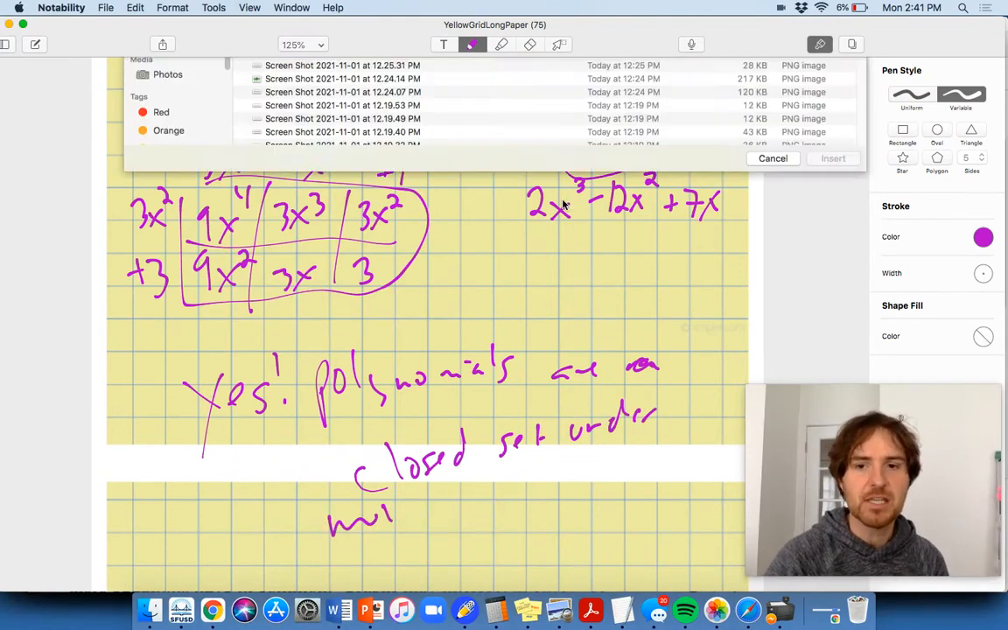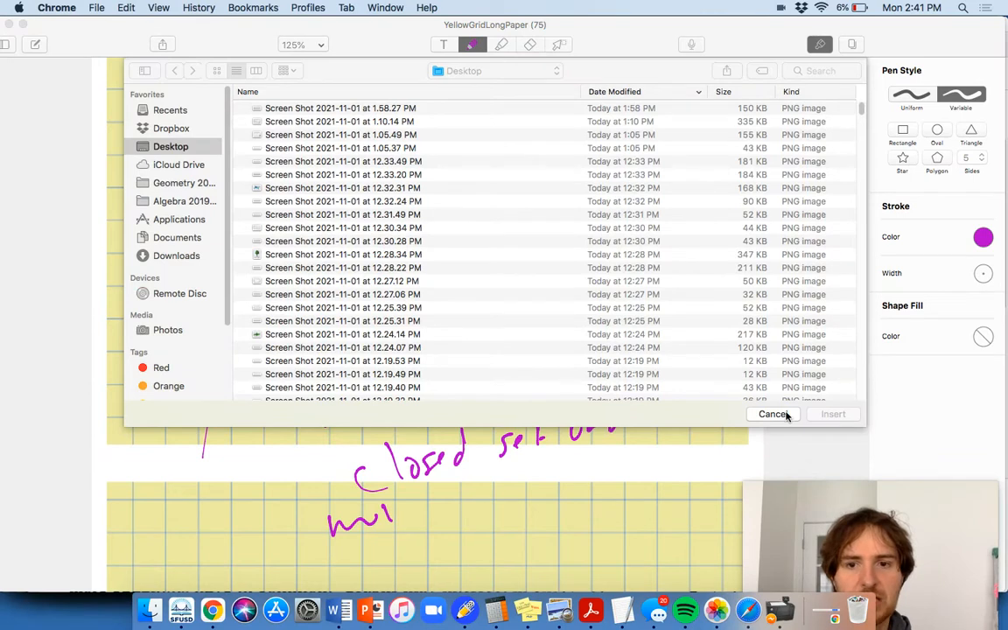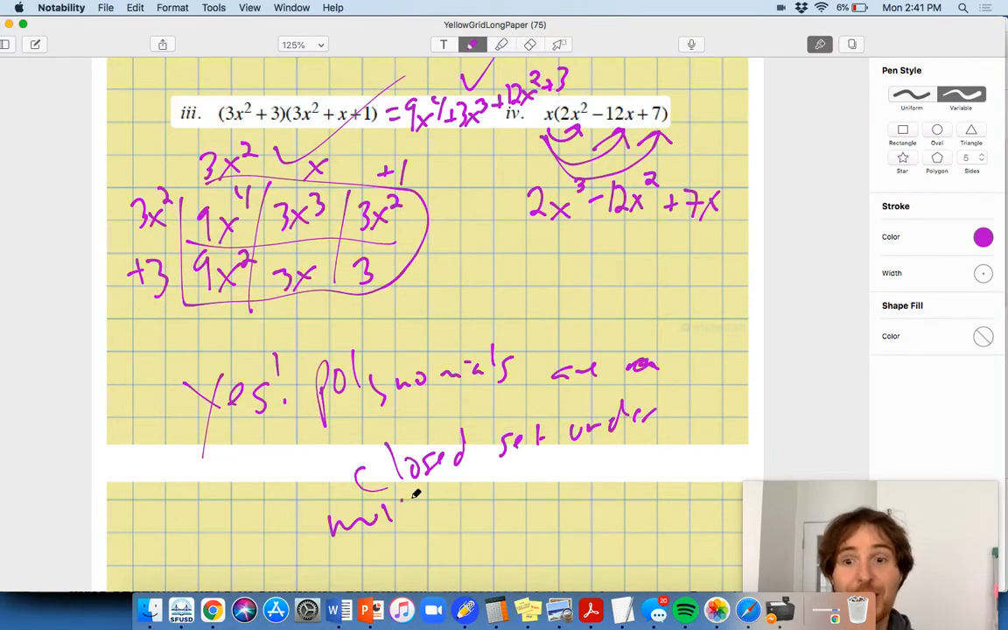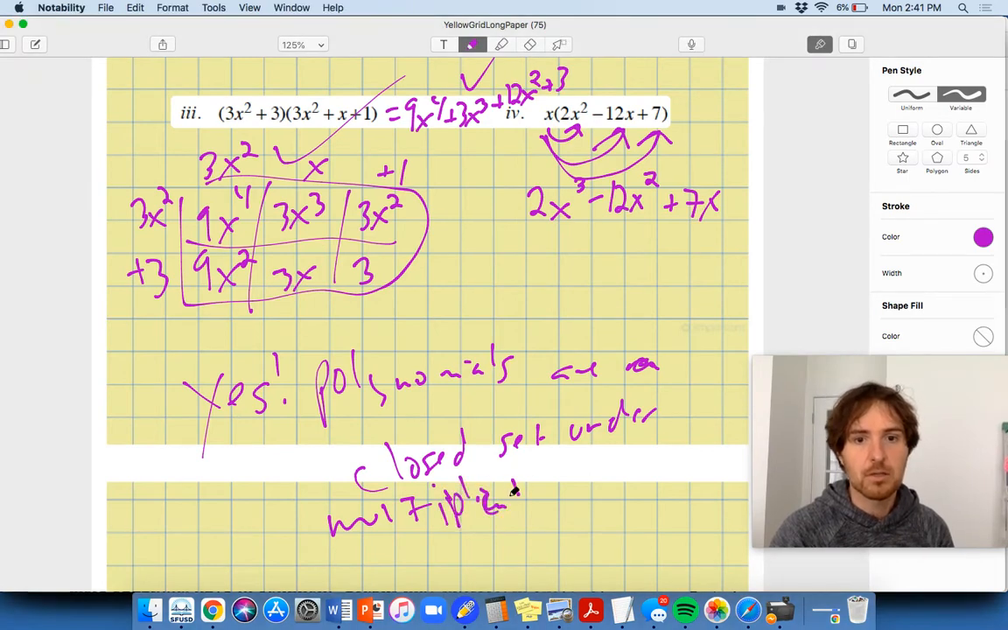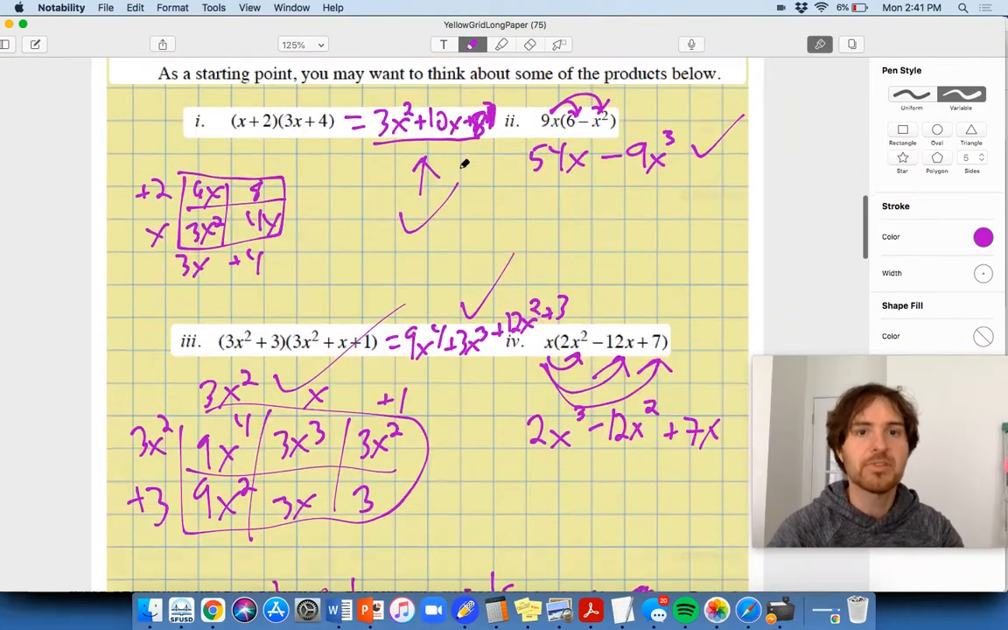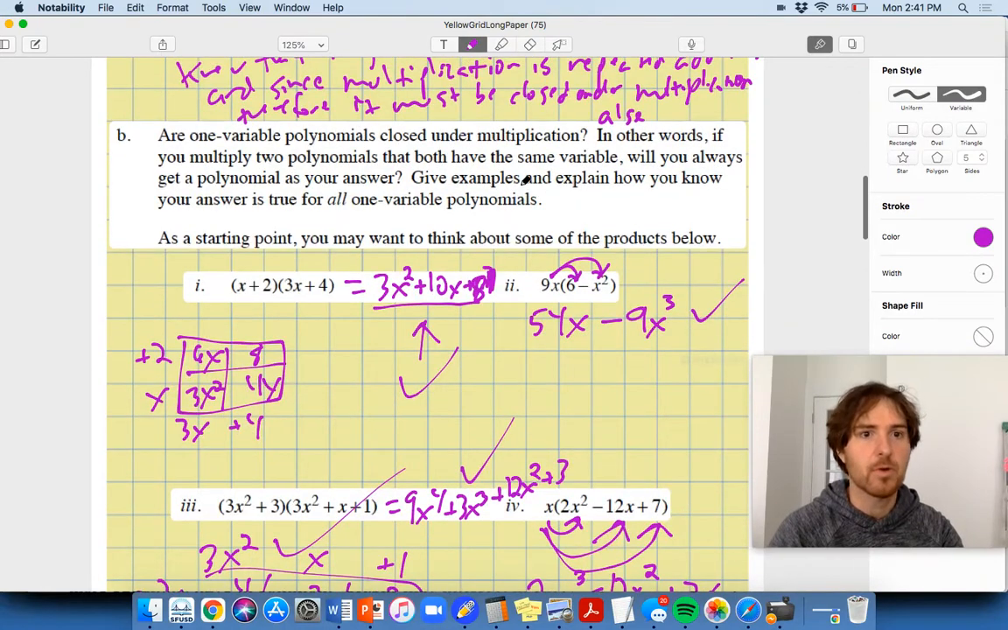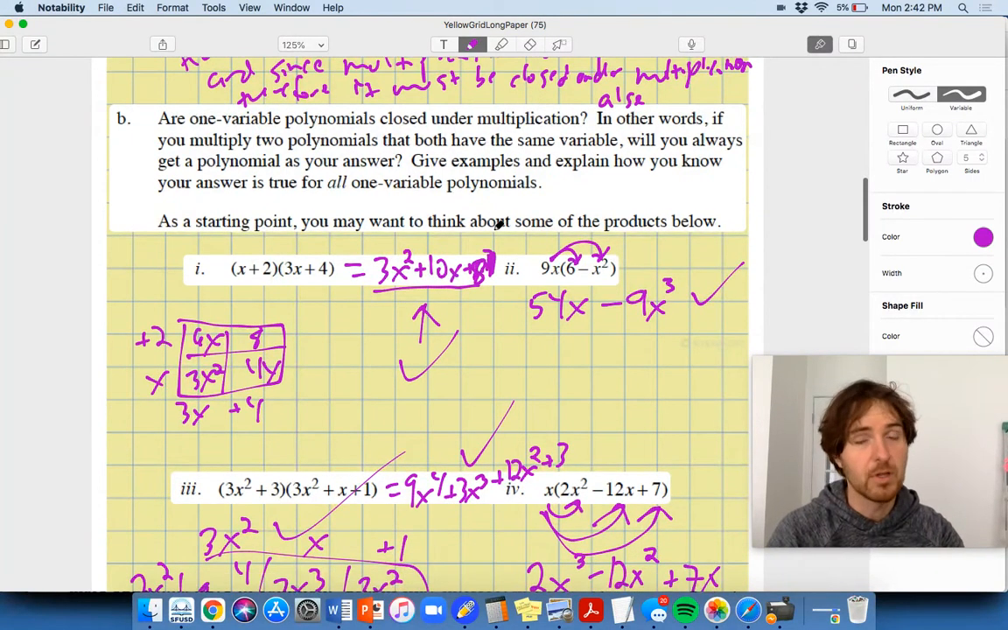So hopefully in this problem, I've seen you guys multiply it all out. I just didn't do that for myself. I did that for you. I'm doing this for you to get practice on multiplying polynomials. Polynomials are a closed set under multiplication. And then if you answer here, in other words, if you multiply two polynomials together, they're the same variable. You will also get a polynomial as your answer. Yes. Give examples and explain how your answer is true for all one variable polynomials.